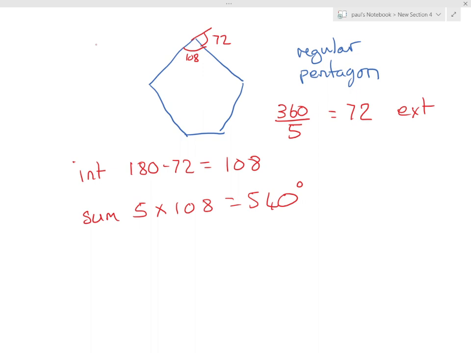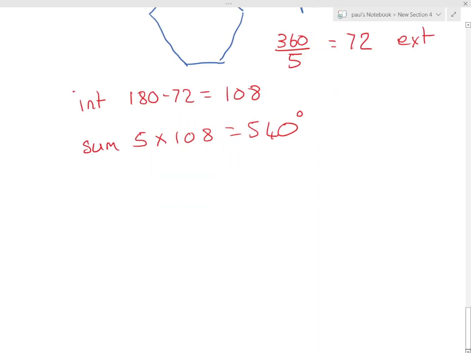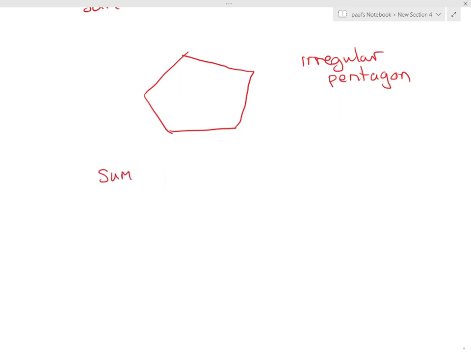Now, if this is something called an irregular pentagon, where all the angles and all the sides are different from each other, you can't just do 360 divided by 5 tells you the angle, because all the external angles are different from each other. So the only thing you can find here is the sum. Now the sum of all the internal angles is done in 2 different ways, and this is the first way.